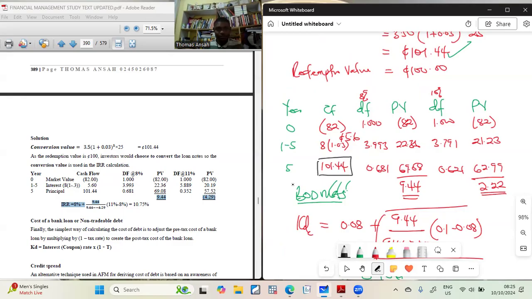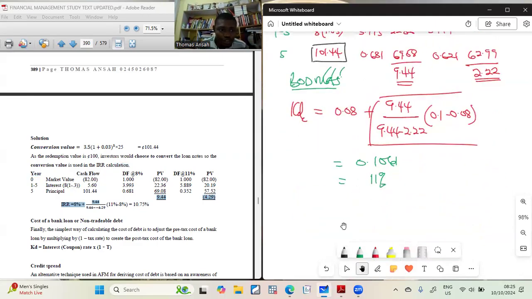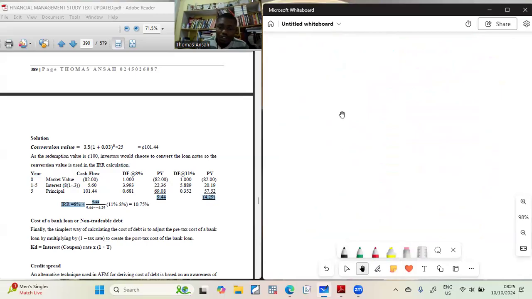All right. Then what do we go on to do? So we've done the cost of debt, irredeemable, cost of debt, redeemable, and conversion. Let's go to 4, which is the short-term tradable debt. So short-term debt.